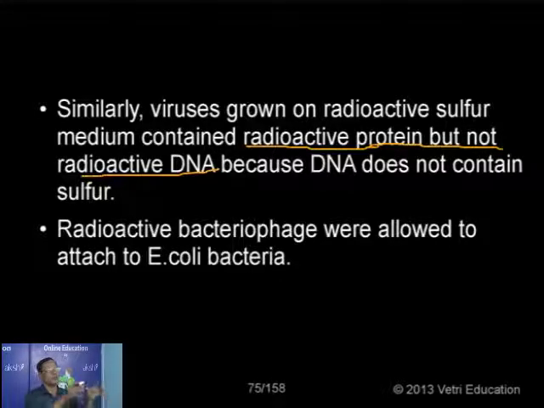So in one medium they are allowing the bacteria with the viruses having radioactive protein, and another medium having bacteria along with a virus having radioactive phosphorus. That is, they have DNA with radioactive phosphorus. So two different media: one medium with bacteria with the sulfur-containing protein virus particle, and another medium having the bacteria with the virus particles, and those virus particles contain radioactive DNA because of the presence of phosphorus. So what will happen?